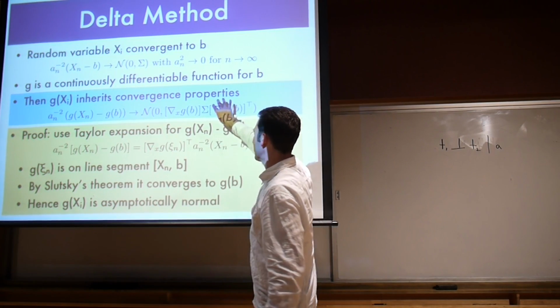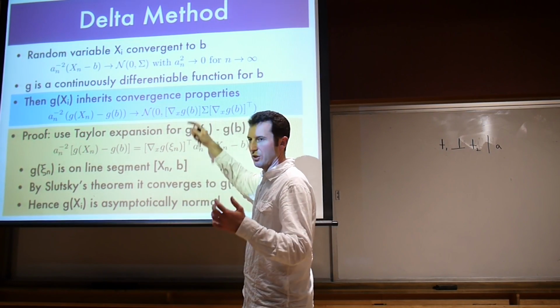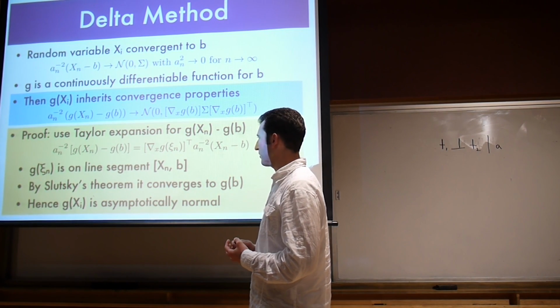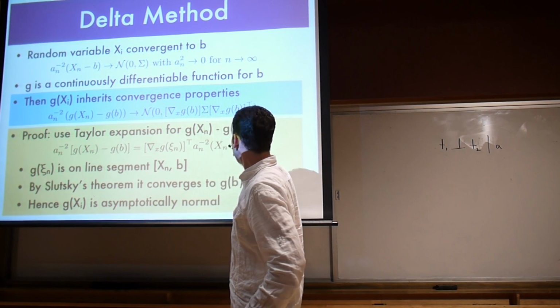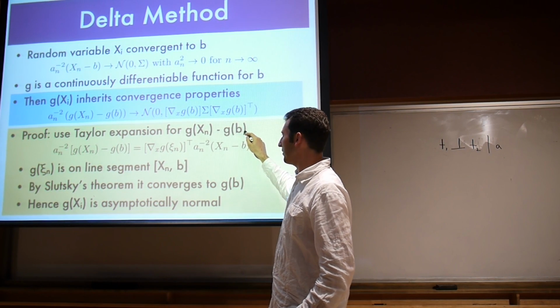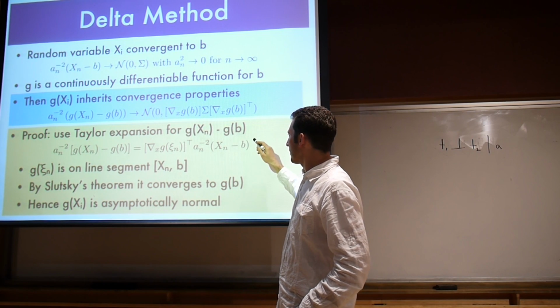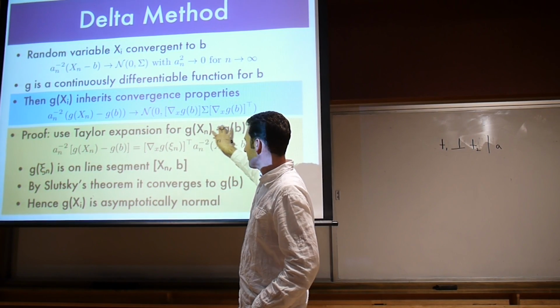That's basically all it does. Or the Jacobian, if you have a multivariate expression. So the proof is fairly straightforward. What you do is you use the fact that g of xn minus g of b, if I expand it around g of b, is just that difference.